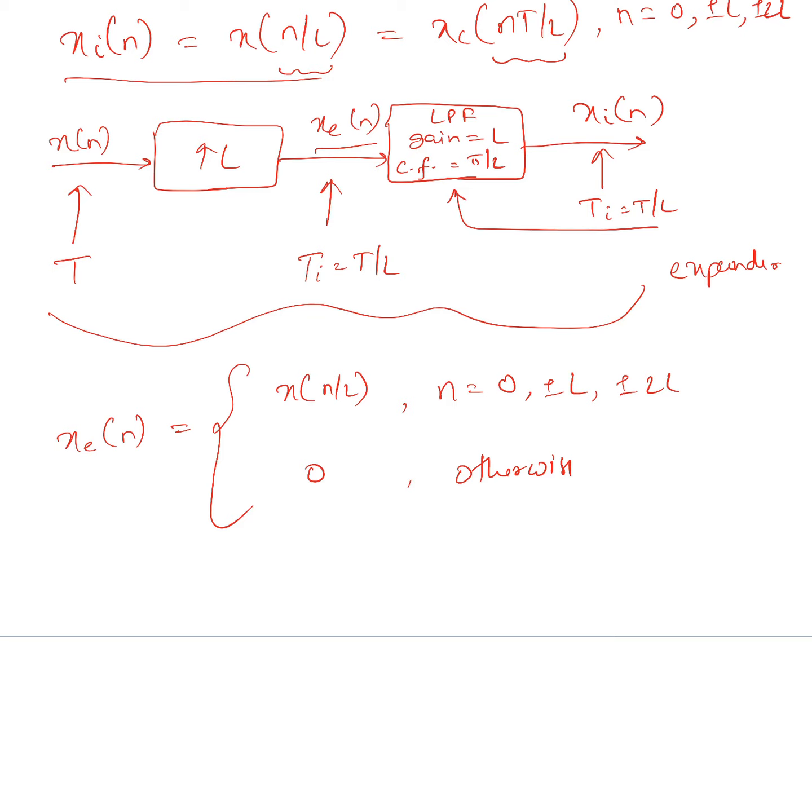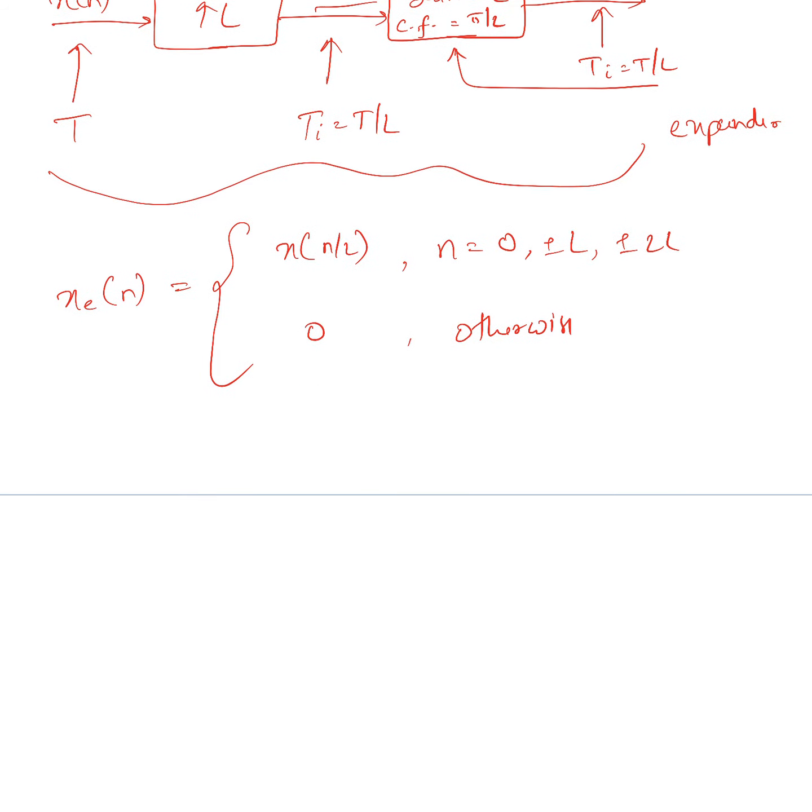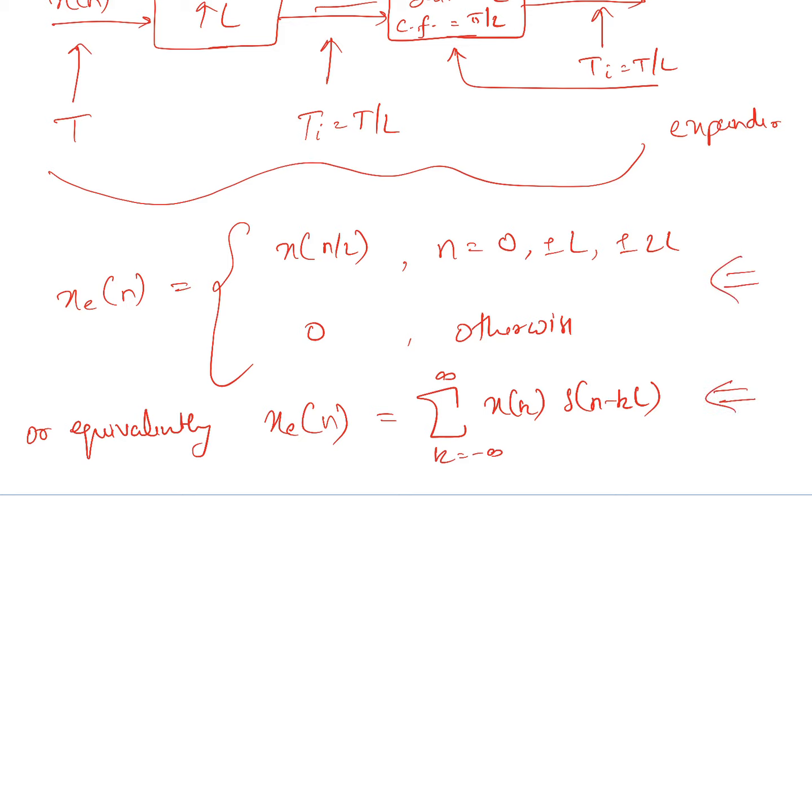We can also define this signal by using the impulse function. So equivalently, I can define this signal xe of n as the summation over k from minus infinity to infinity of x[k] delta[n minus kL]. So this definition of xe of n and the earlier definition of xe of n remain the same.